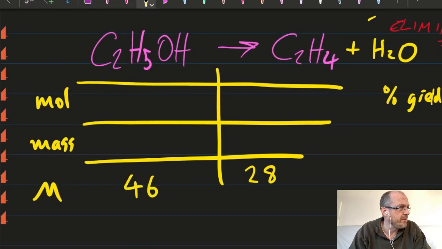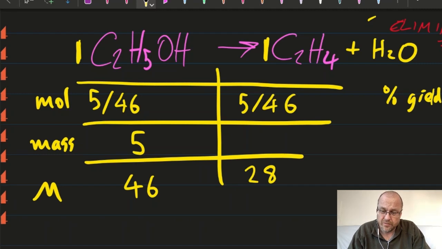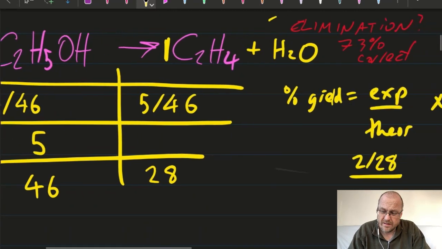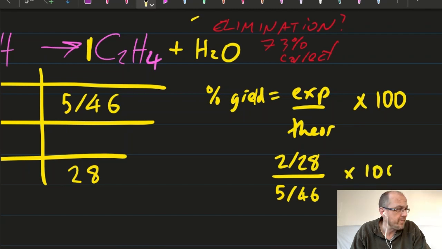The question tells me that I have 5 grams of ethanol, which means I have 5 over 46 moles of ethanol. And since the molar ratio is 1 to 1, I've also got 5 over 46. Missed my motorbike. 5 over 46 moles of ethene. So my theoretical value for the moles of ethene was 5 over 46. Multiply that by 100, and see which one's the answer.